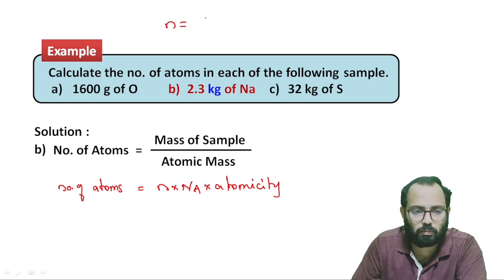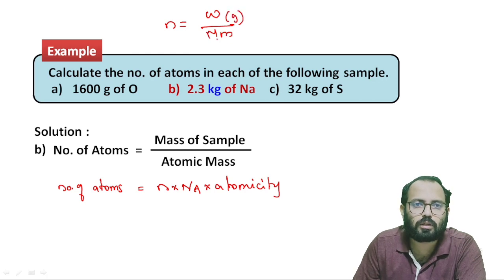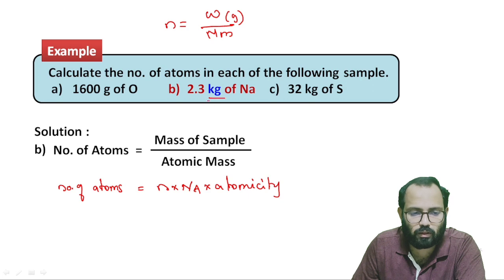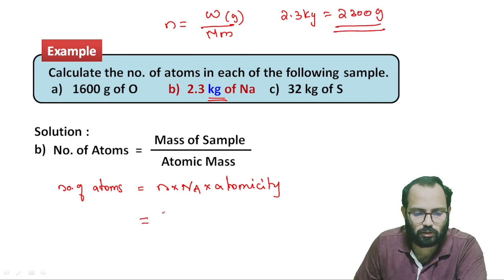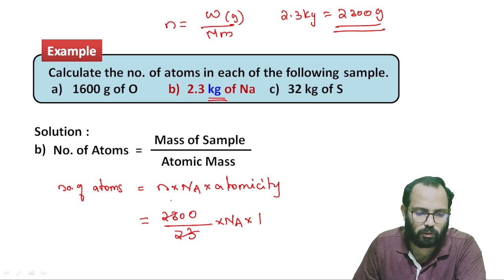They have given the weight, but as I told you, n is weight in gram by gram molecular mass. This is the equation to find out the number of moles. This is weight in kg, so 2.3 kg can be converted into 2300 grams. So we'll get the equation 2300 by atomic mass of sodium, which is 23, into Na. Again atomicity is 1, so it's gonna be 100 Na.